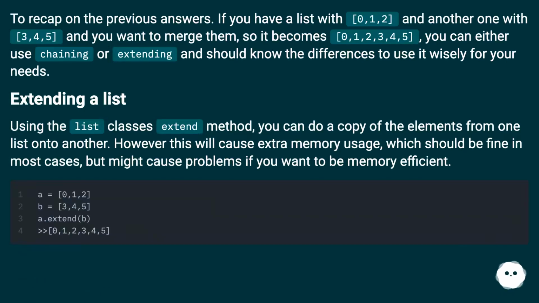To recap on the previous answers. If you have a list with 0, 1, 2, and another one with 3, 4, 5, and you want to merge them, so it becomes 0, 1, 2, 3, 4, 5, you can either use chaining or extending. You should know the differences to use it wisely for your needs. Extending a list. Using the list class's extend method, you can make a copy of the elements from one list onto another. However, this will cause extra memory usage, which should be fine in most cases, but might cause problems if you want to be memory efficient.